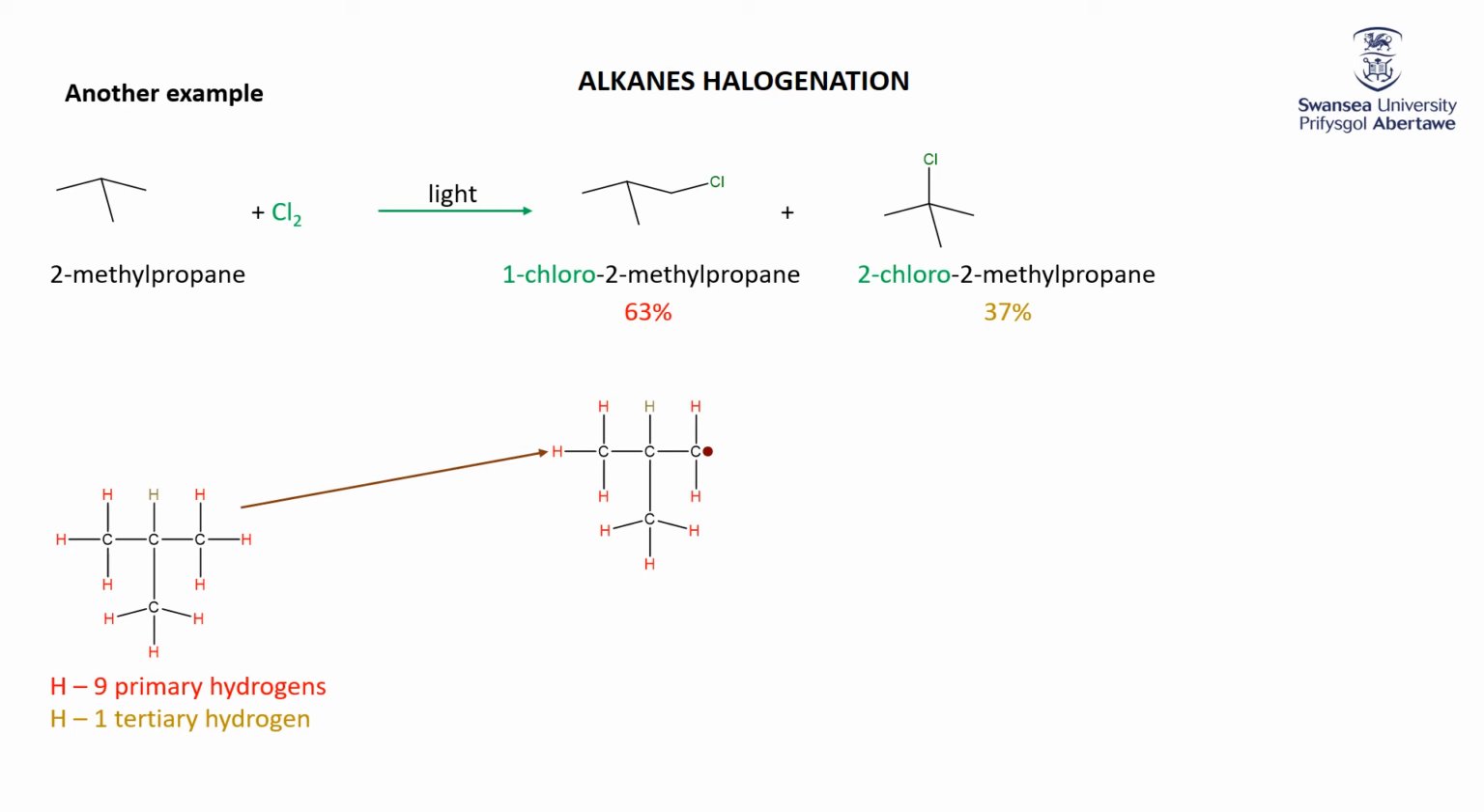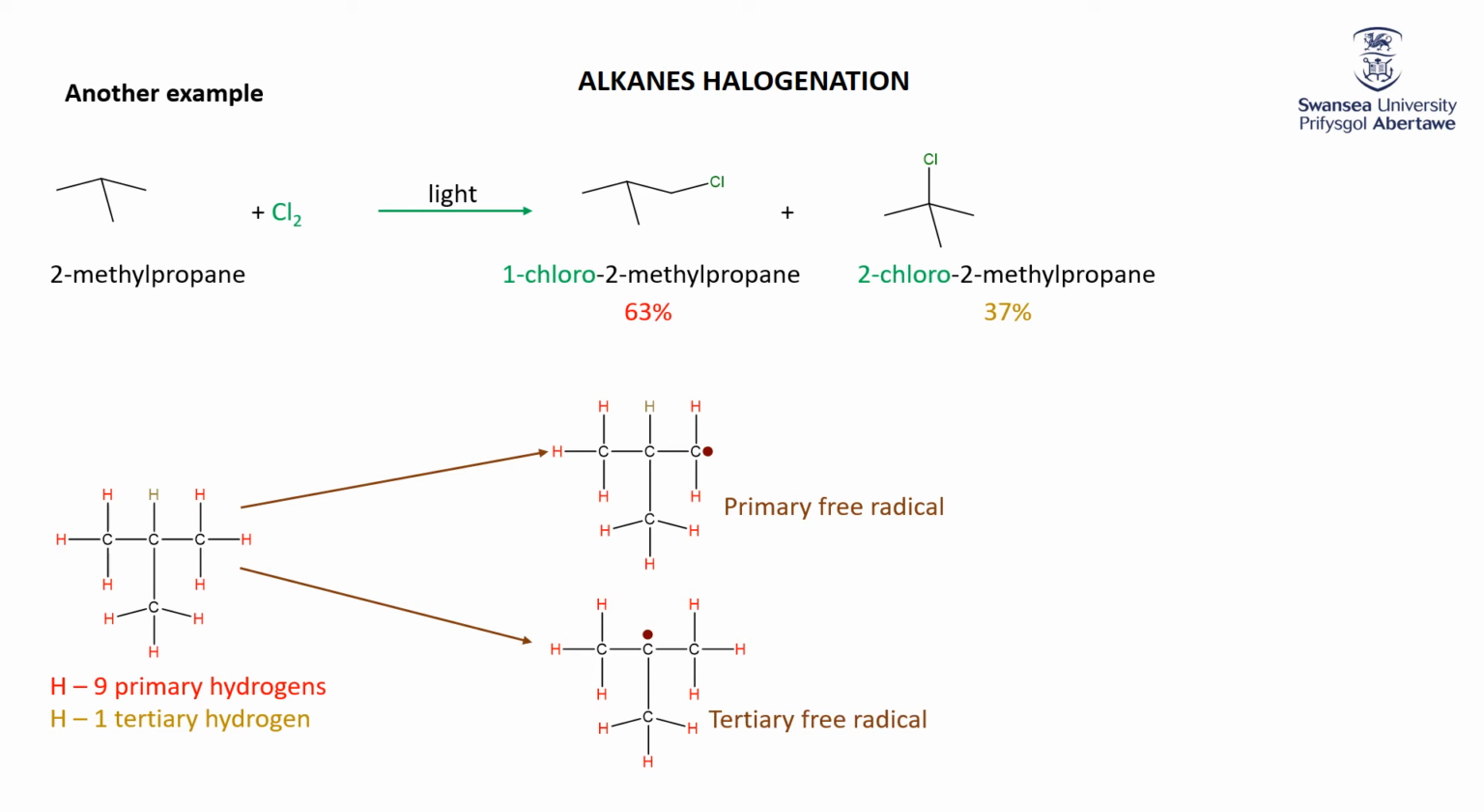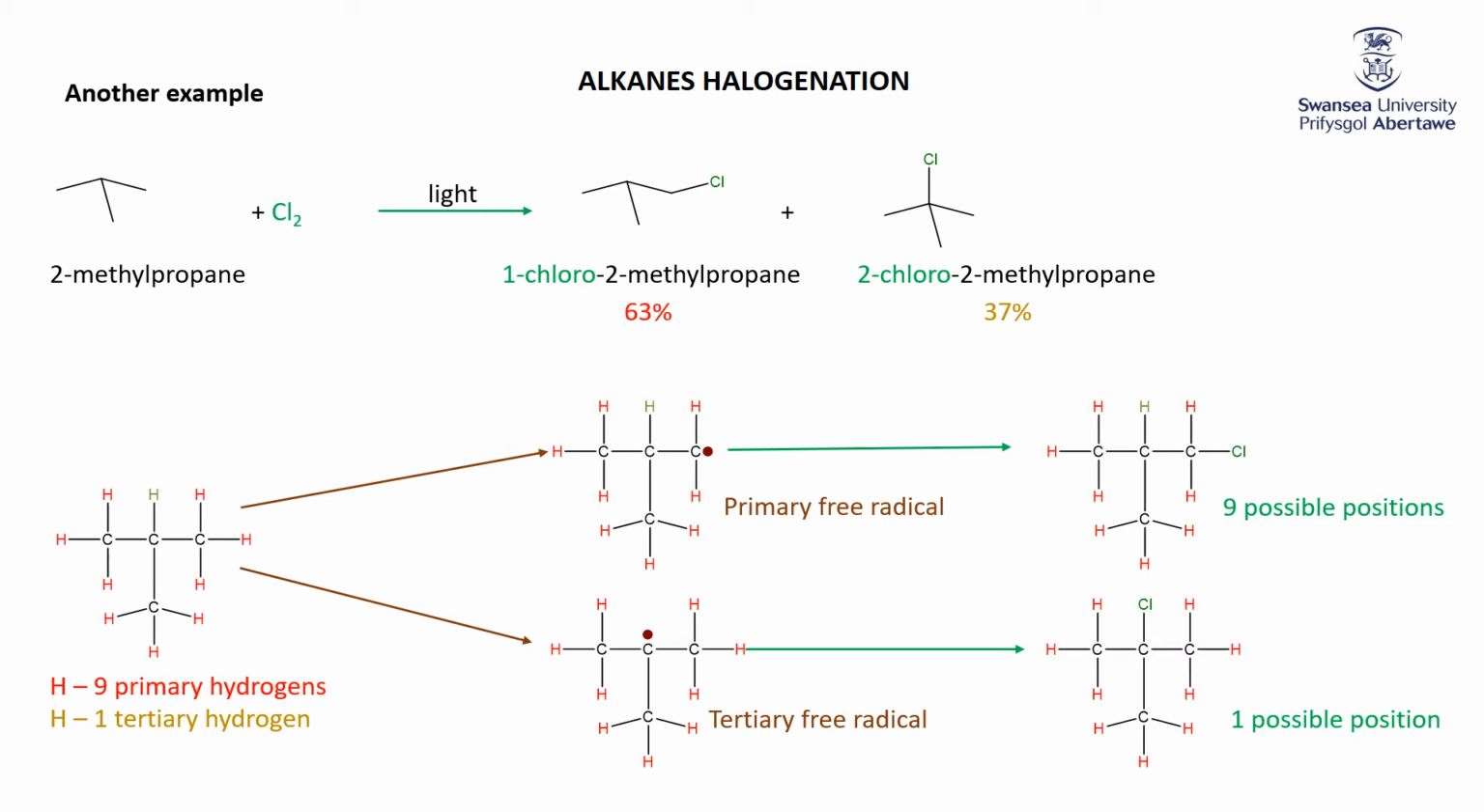Let's do that first step, going to the free radical. We get a primary free radical by taking away one of the red hydrogens, and we have the tertiary free radical that we would make by taking away this 1 tertiary hydrogen. The primary free radical will go on to make the 1-chloro-2-methylpropane, and remember there are 9 positions for this. Whichever one of these red hydrogens I'd taken, I would still make 1-chloro-2-methylpropane. The tertiary one will make the 2-chloro-2-methylpropane. There's only 1 possible position for that.